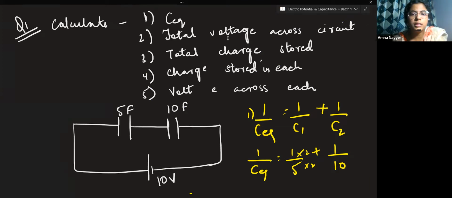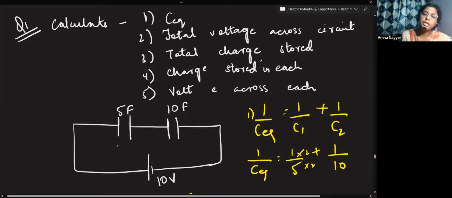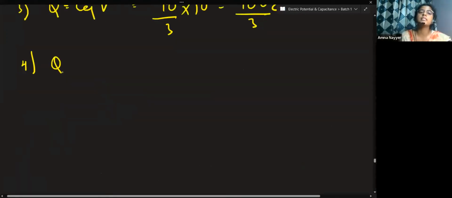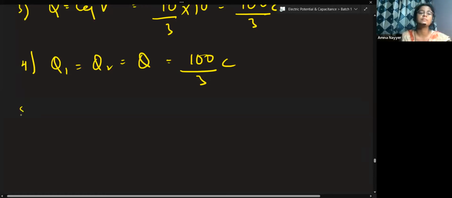What happens to the charges? C1V. No, potential is different. What did I tell you? In case of series combination, this will have V1, V2, different values. What happens to the charge? Charge remains the same. If the total charge of the circuit was capital Q, across each capacitor, this capital Q only will flow. That's why we call it series combination. So the answer for the fourth part is easier. Q1 is equal to Q2, which is equal to the total charge, that is 100 by 3 coulomb.